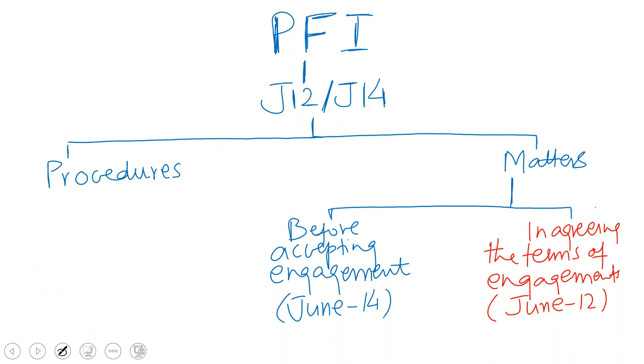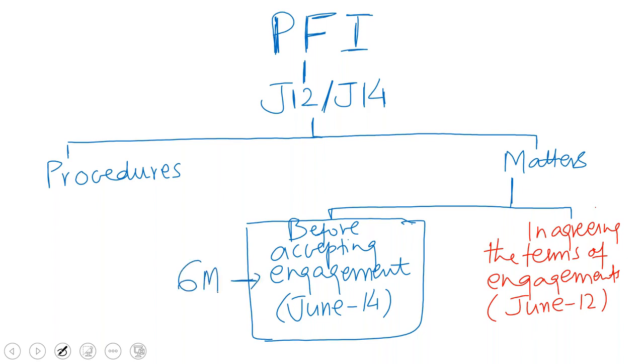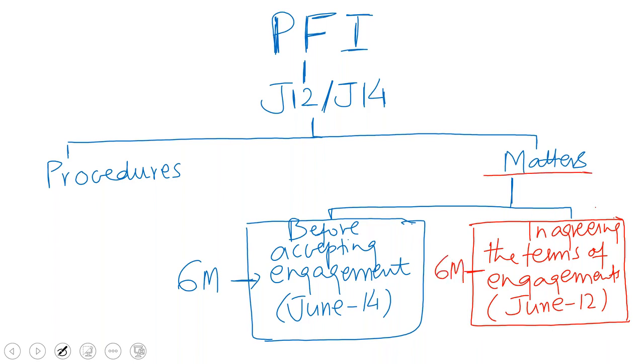And interestingly, this before accepting engagement matters in June 14, see how systematic P7 is. This carries 6 marks. Then matters in agreeing the terms of engagement, which came in the June 12 exam, also carried 6 marks. So see how static the examiner is. Matters exactly 6, but changing before accepting, in agreeing. I hope you can see the difference between June 14 and June 12.